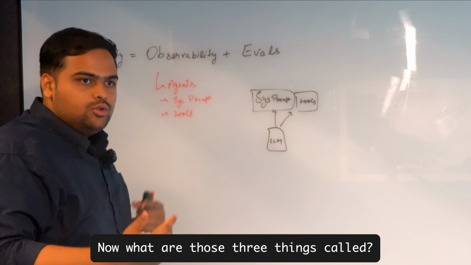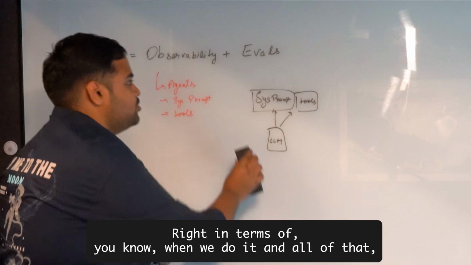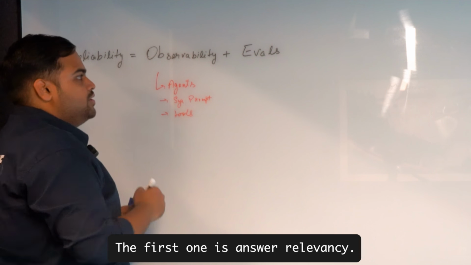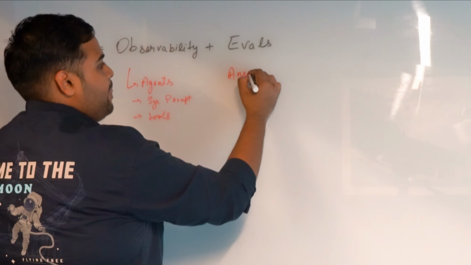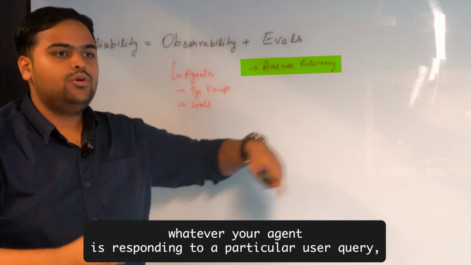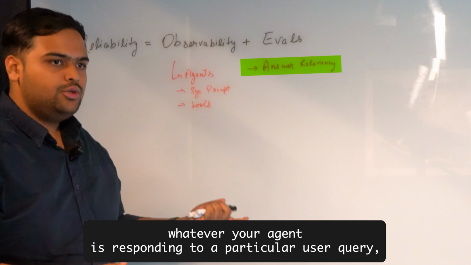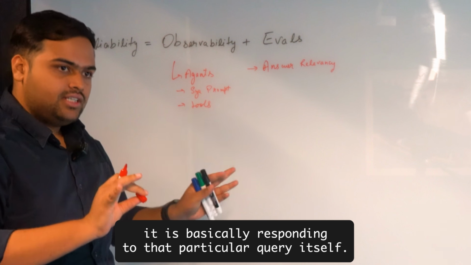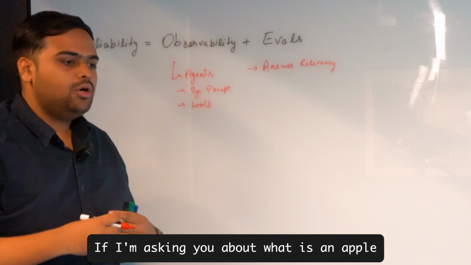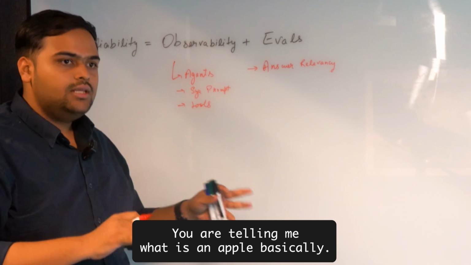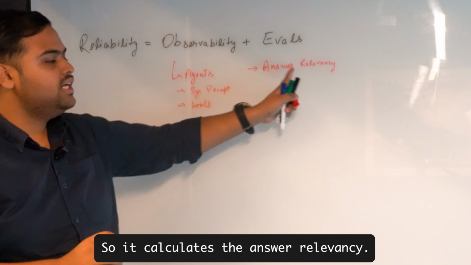Now, what are those three things called? In terms of, when we do evals and all of that, what are those three things called? The first one is answer relevancy. Here you ensure that whatever your agent is responding to a particular user query, it is responding to that particular query itself. If I am asking you what is an apple, you are not telling me what is a banana, right? You are telling me what is an apple. So it calculates the answer relevancy.